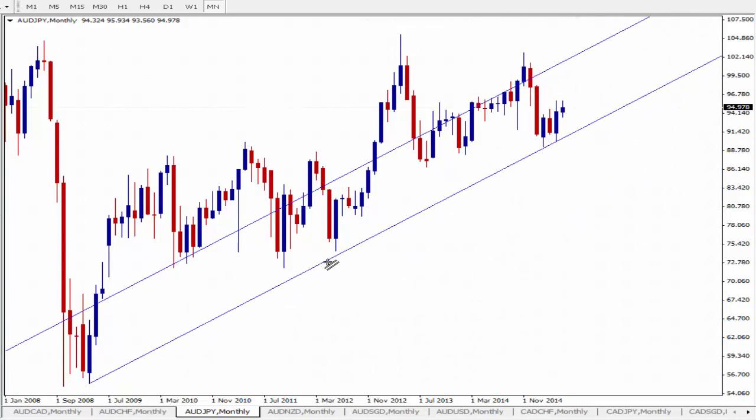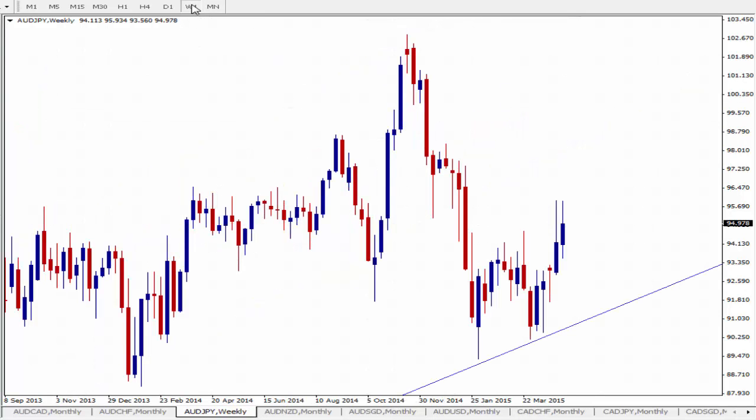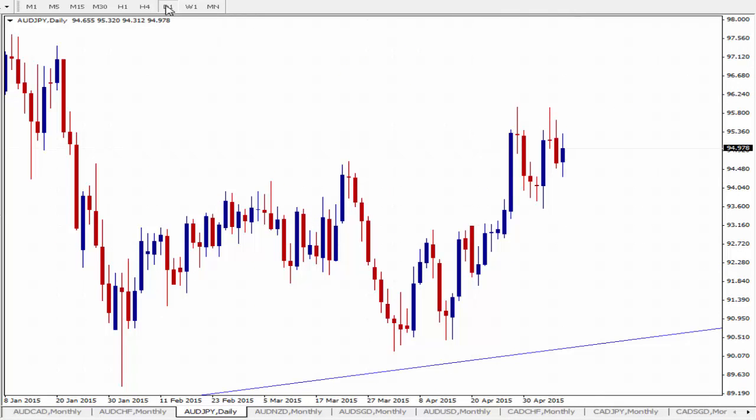as you can see, we've definitely got a monthly channel forming there. And you can see it's very close to the base of the channel here. So this is a potential trade, but what we need to do is drill down now. I'm going to the weekly and then the daily. If you look at the daily, you can see a little bit of a channel forming there on the daily chart. So there's potential, but we've already missed the bottom of the channel there.